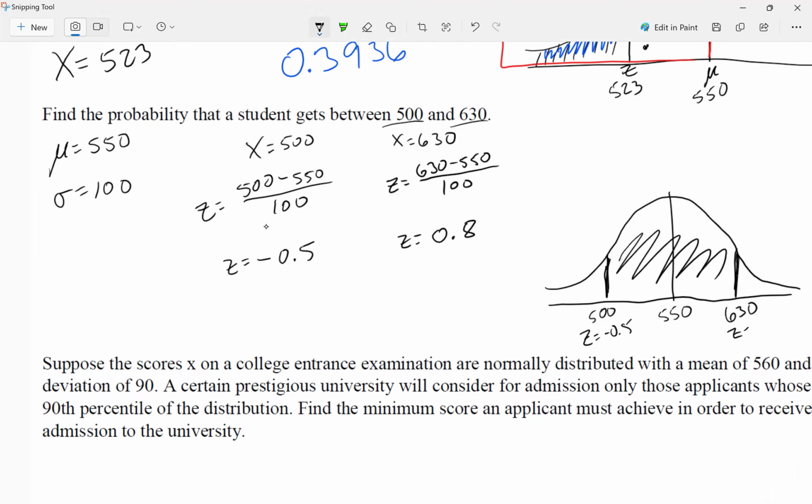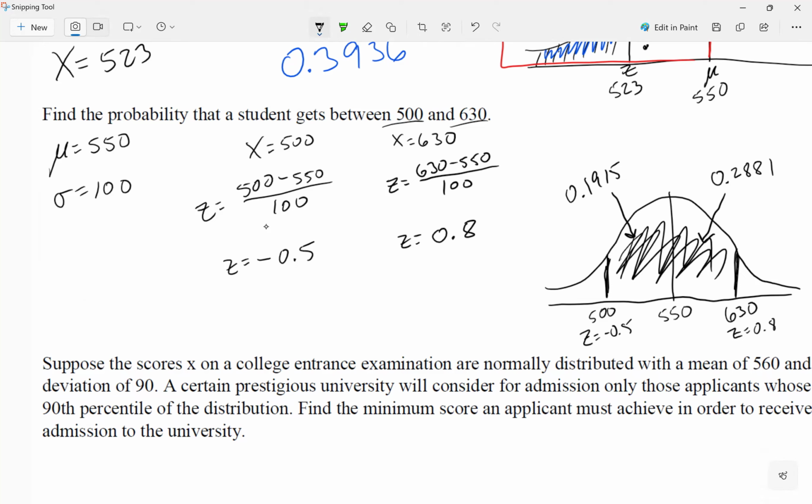So remember, here is my z-score of negative 0.5. And then here at 630, my z-score is 0.8. So my z-score of 0.5, it says that this area here is 0.1915. If I look at my table for 0.8, it says 0.2881. So that means that from my mu to my z-score of 0.8, so basically this area, it says is 0.2881.